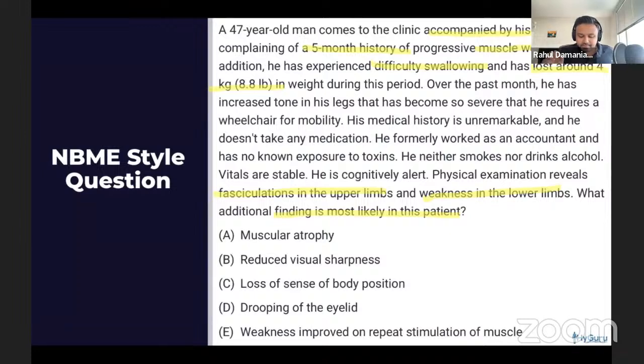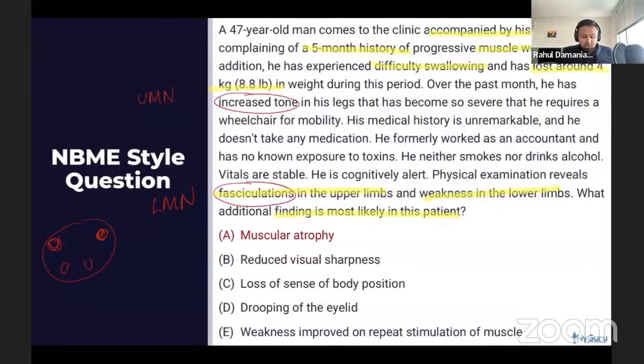Excellent. So when we're thinking about this question, you want to integrate that this patient has hypertonia and is going to have fasciculations. Upper motor neuron plus lower motor neuron and a chronic tempo, you should be thinking about ALS, amyotrophic lateral sclerosis, also known as Lou Gehrig's disease. And remember that that is going to be damage to the corticospinal tract as well as even the lower motor neuron. And so the best answer is going to be muscular atrophy.